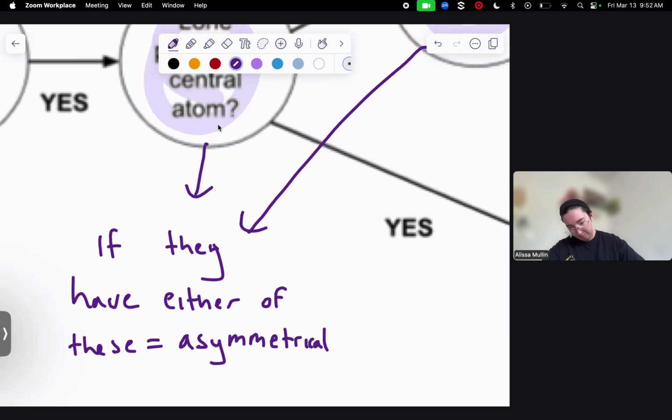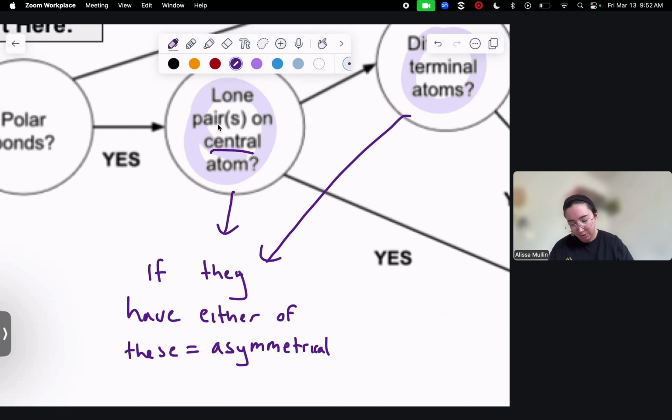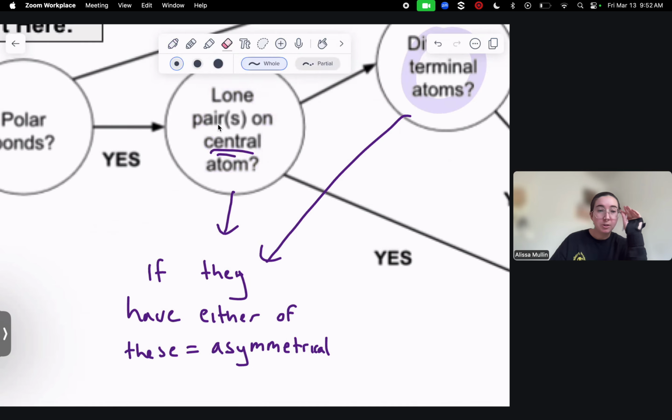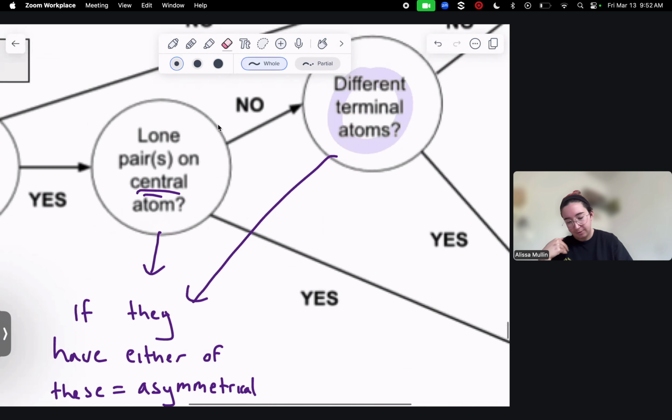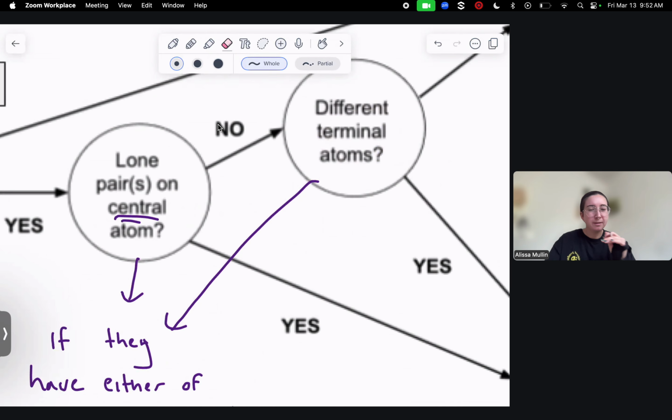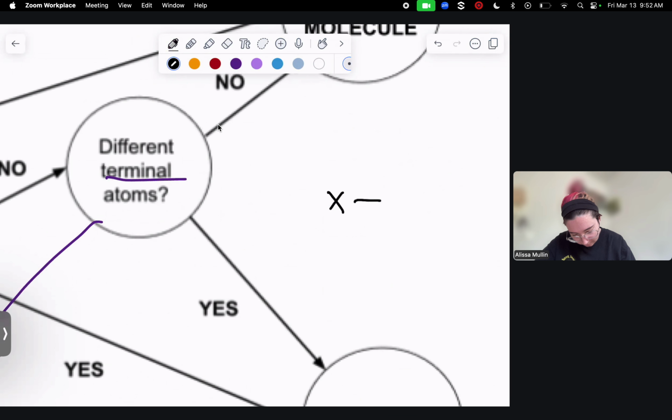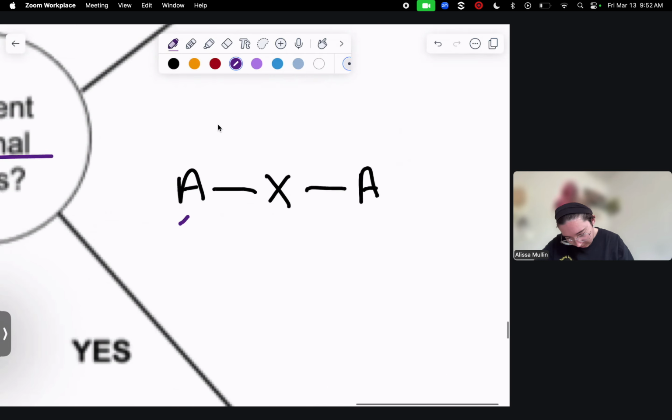I want to clarify what the bubbles mean. Lone pairs on the center atom. So that means just in the middle. So same as yesterday, it only really matters what's happening for the middle atom. And if the middle atom has lone pairs, automatically that is not symmetrical, asymmetrical. It might be polar. If it has different terminal atoms, so terminal, like termination, that means end. So terminal atoms, that just means the outside ones. So in case this is helpful, these are the terminal atoms.